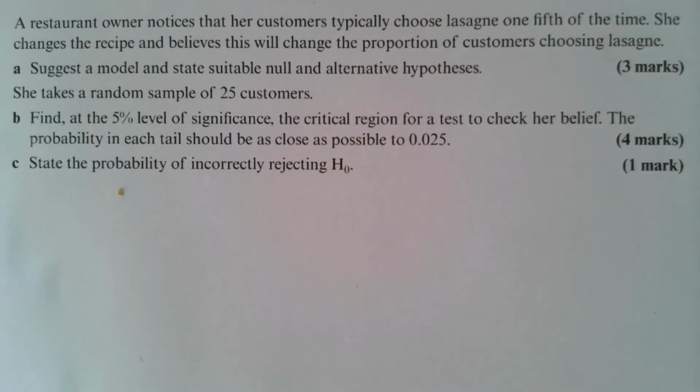Okay, here's your last question, giving you a little bit of context here, and we've got looks like an Italian restaurant. So give this a go. So your suitable model and your suitable null and alternative hypothesis, well, it should be a binomial, and then you just need to write down something looking like this.